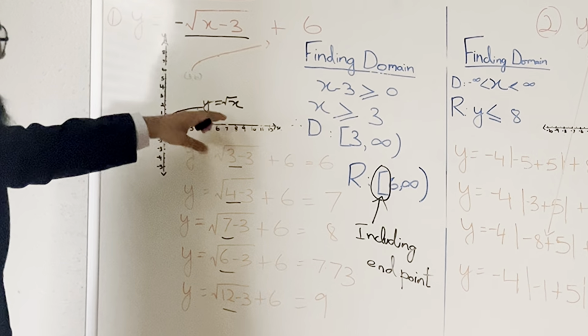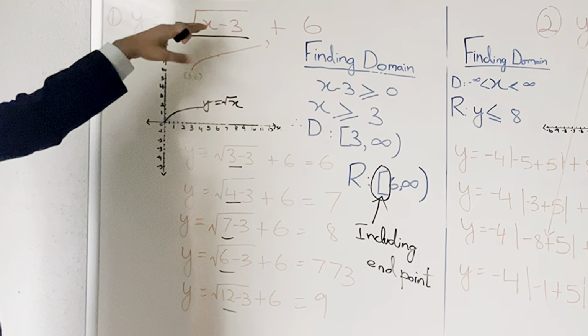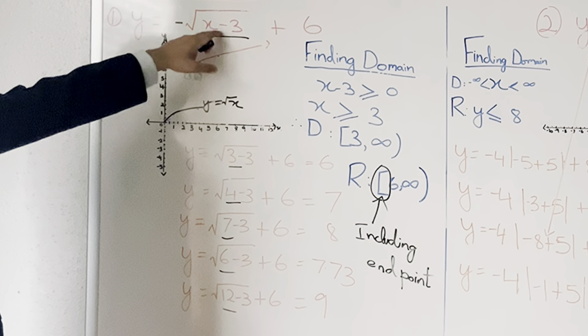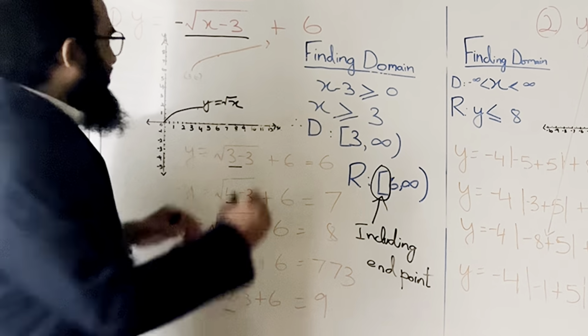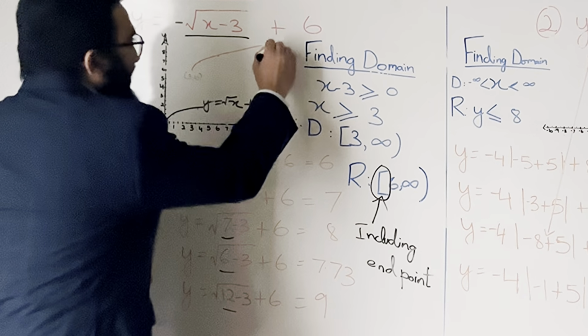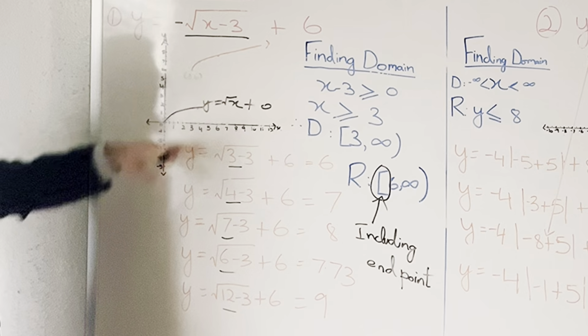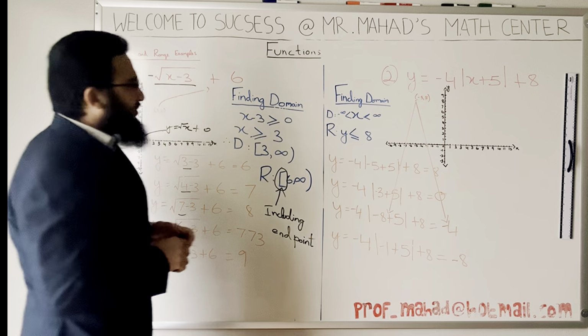So in any modified function, in this case there is a modification. Instead of the square root of x, it's the square root of x minus 3. Instead of plus 0, it's plus 6. Hence you see the changes in the position. This is something I wanted to point out. Let's move on to the next example.